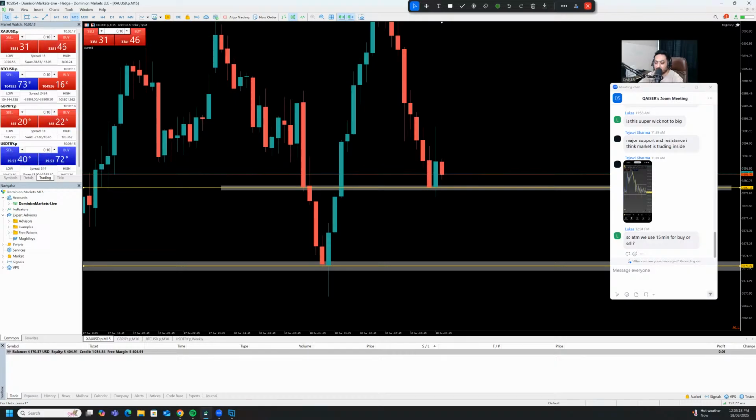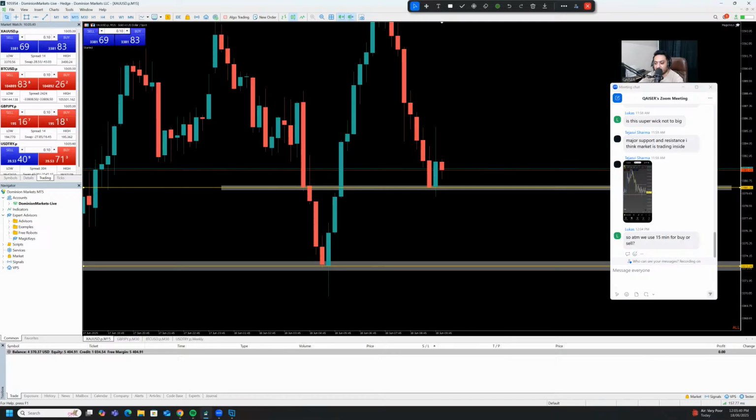Yeah, just look at M30 and H1, and just look for the direction and then just execute. If the next M15 closes as a volume bullish candle, do you trade? We'll see how the candle is going to close.